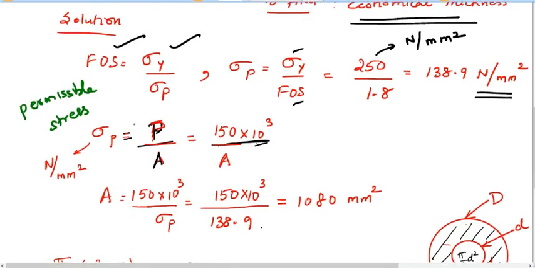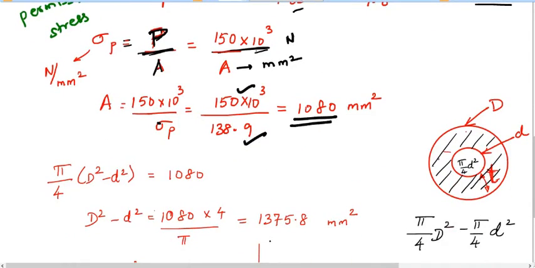We know that stress is equal to force by area. So the permissible stress is equal to force P divided by area. The force is 150 kilonewton or 150 into 10 power 3 Newton. The permissible stress is in Newton per mm square. So your area will be in mm square. So area is equal to 150 into 10 power 3 divided by permissible stress. So you know what is the force and what is the permissible stress. Divide both these values, you will be getting the area in mm square.